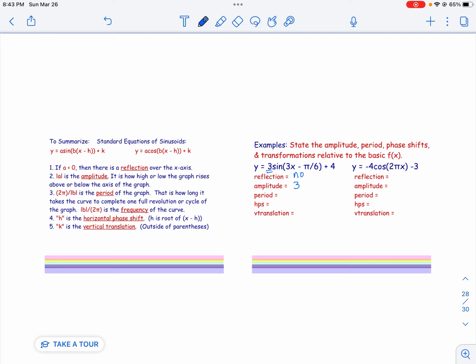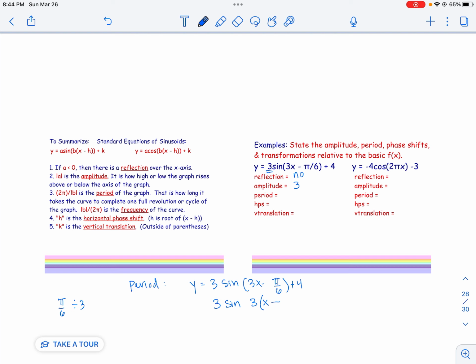Now, for period, I have to do a little bit of work down here. For the period, I first need to factor out B from y equals 3 sine (3x minus pi over 6) plus 4. So I leave A alone, and I factor out a 3. Well, I'm dividing everything by 3. So easy enough, 3x just becomes x. Now for pi over 6, a little bit of work over here in the margin, I'm taking pi over 6 and dividing it by 3.